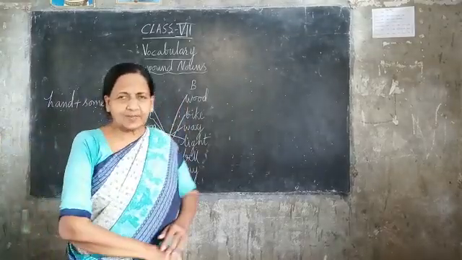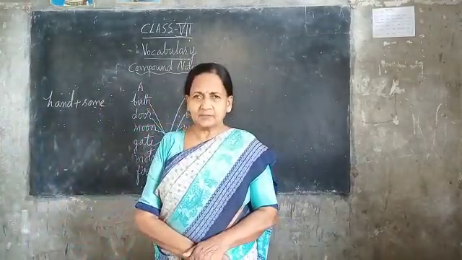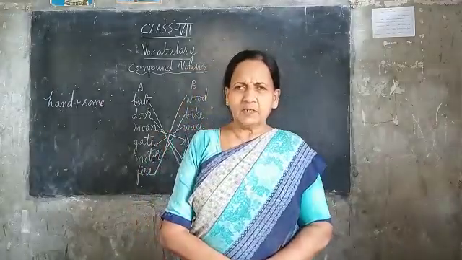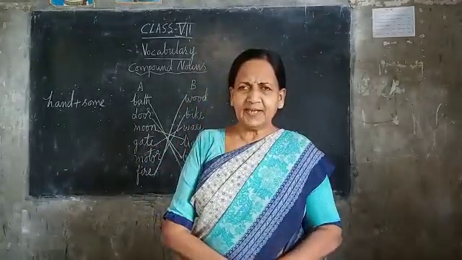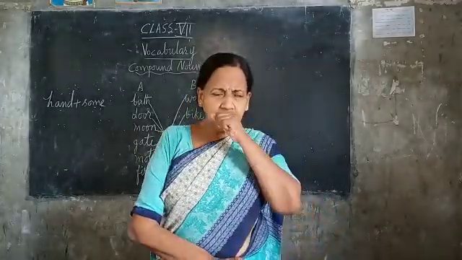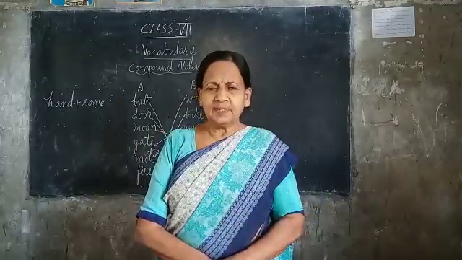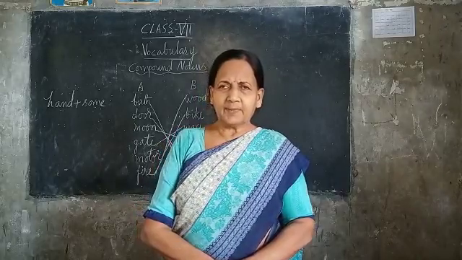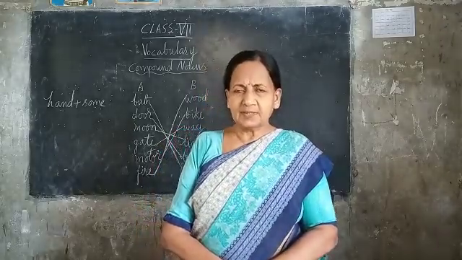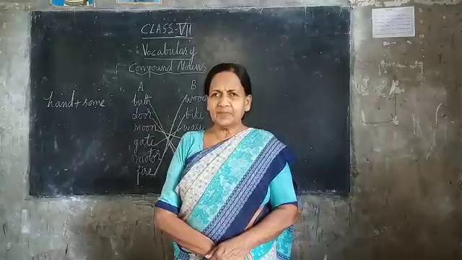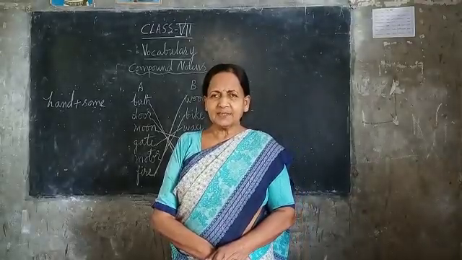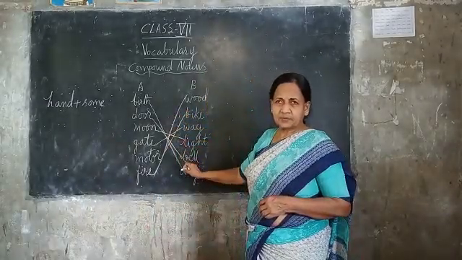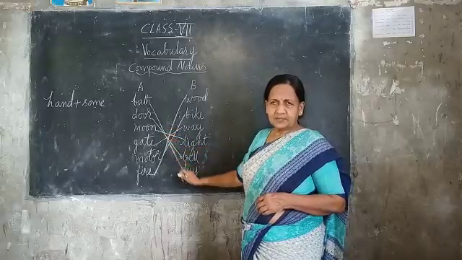Children, did you understand the meaning of vocabulary? What is vocabulary? The number of words known to a particular person in whichever field or whichever part of job he is situated. This is called vocabulary. All the number of words that are familiar to a particular person is known as vocabulary. This vocabulary is from your English textbook.